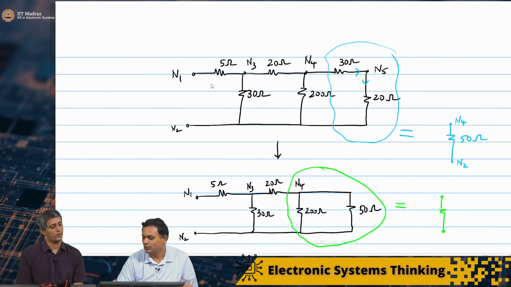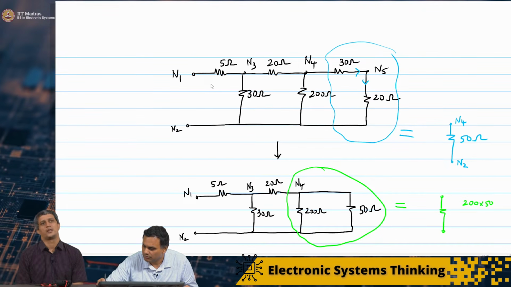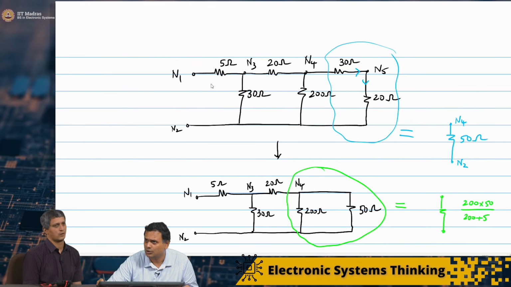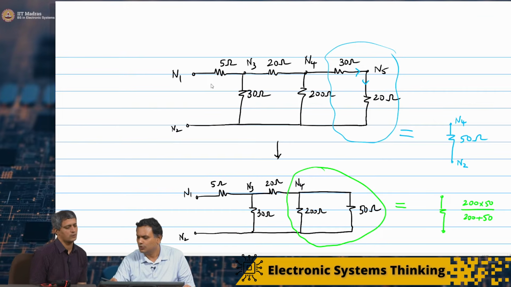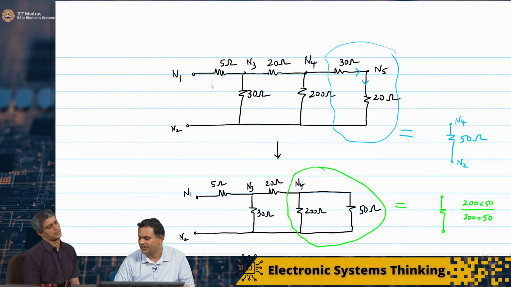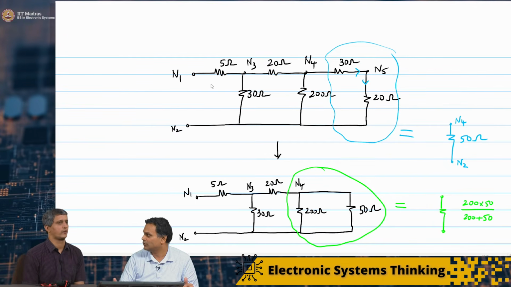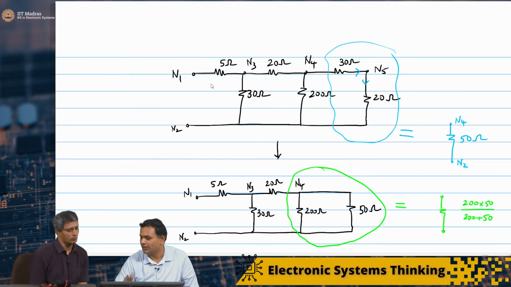200 times 50 divided by 250. So 200 times 50 is 10,000, divided by 250. 1000 by 25, which is 40 ohms. Oh, sorry, 40 ohms, not 200 ohms. 40 ohms.